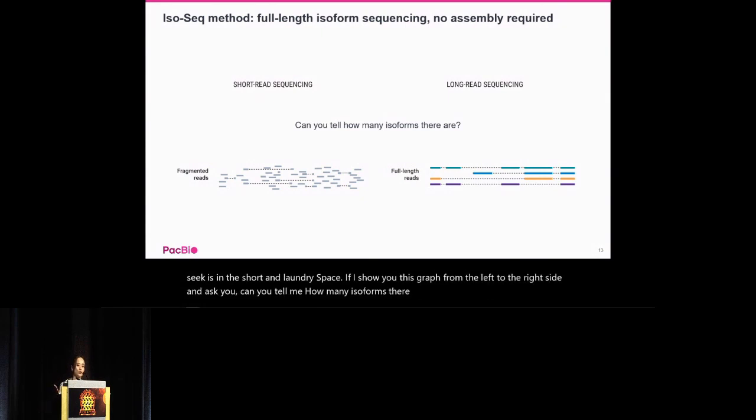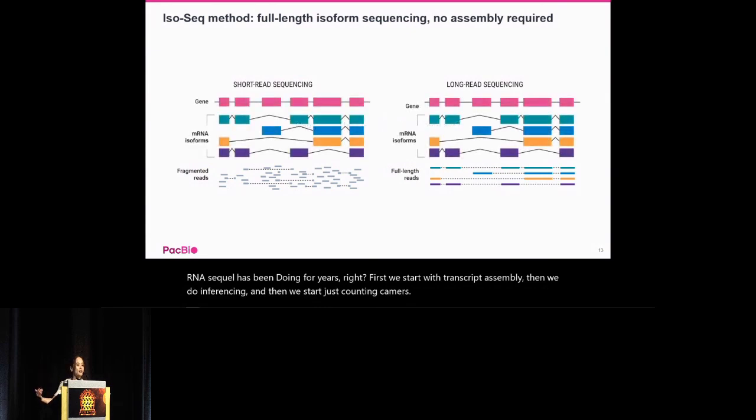The left is what the short read RNA-seq world has been doing for years, right? First, we start with transcript assembly, then we do inferencing, and then we start just counting k-mers. But on the right-hand side, you're not doing any inferencing or assembly. What you see is what you get. Every read is a full-length isoform.